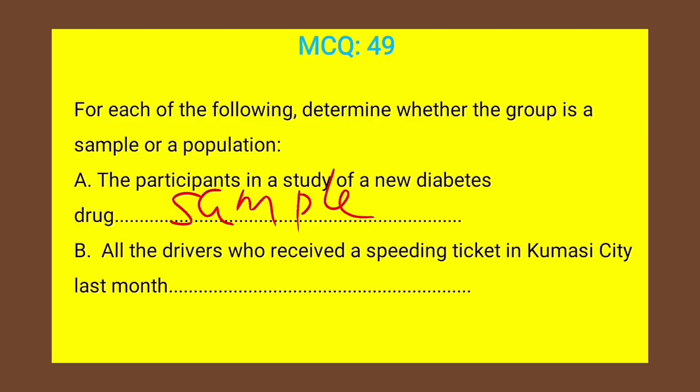And then B, all drivers who receive... the word is all. Even if you don't know anything about a population, the word all means we have taken into account all members within that group. So all the drivers who received a speeding ticket in Kumasi City last month. So here it is going to be a population, because we are taking into account all the drivers. So let's take note of that.